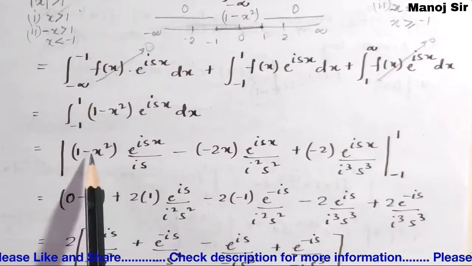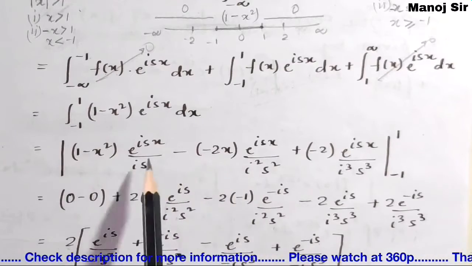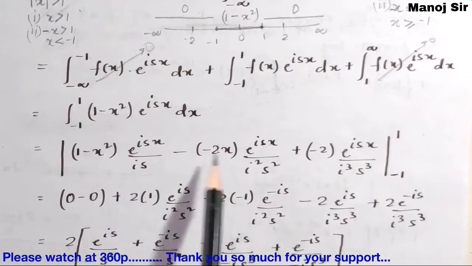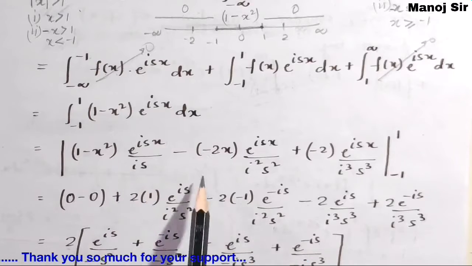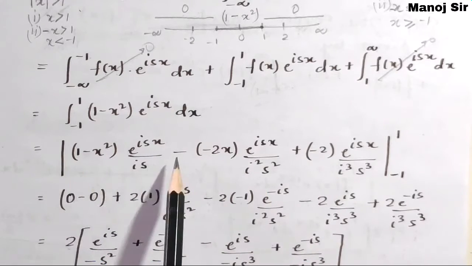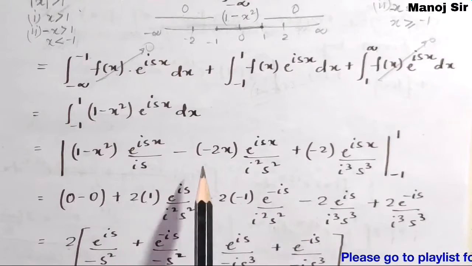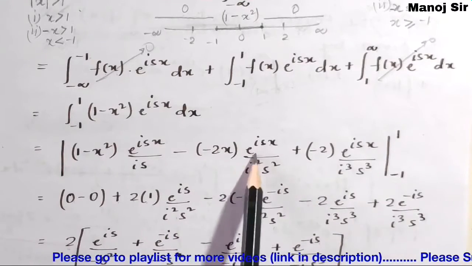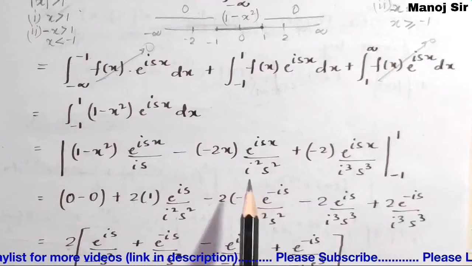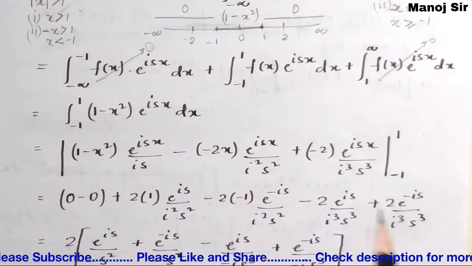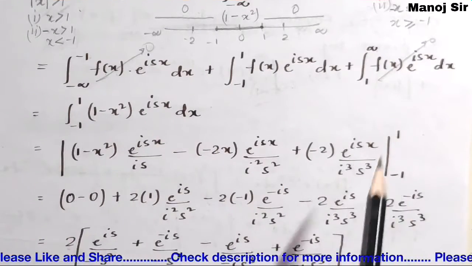Now differentiation of first function, that is minus 2x, again integration of this function, that is e to power i s x as it is upon i s into i s, that is i square s square. Now first term positive, second term negative, third term again positive. Now differentiation of this part, that is minus 2, again integration of this part, that is e to power i s x upon i s into i square s square, that is i cube s cube. Again the limit is from minus 1 to plus 1.